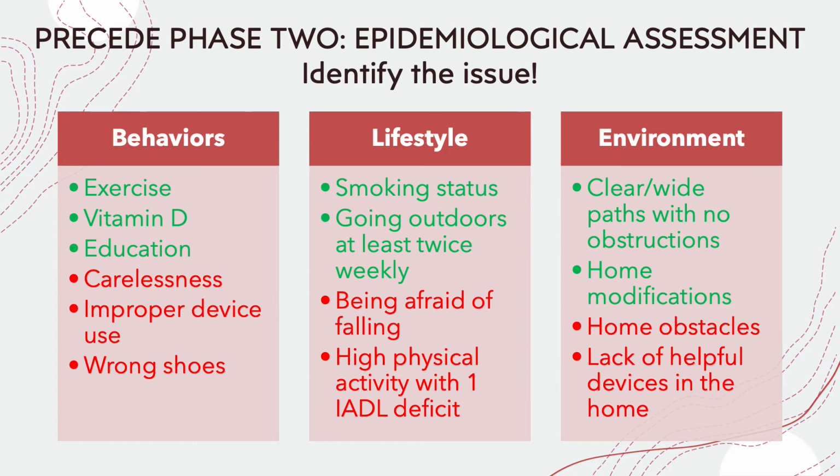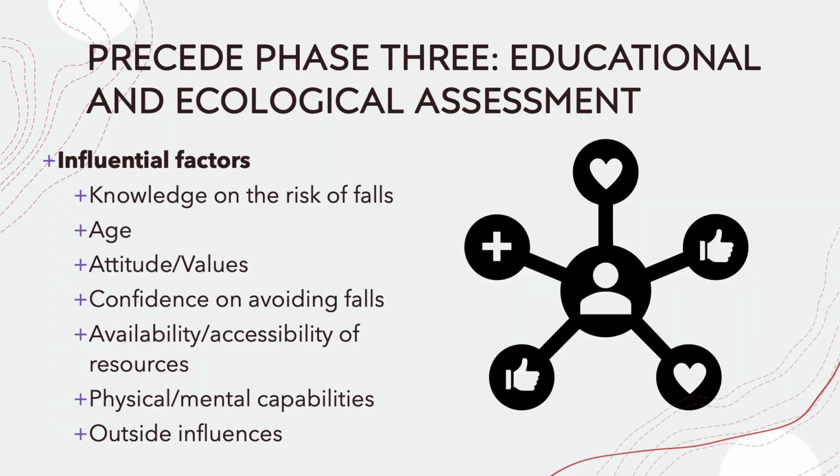Our third phase of the Precede process is educational and ecological assessment. These are influential factors that actually relate to our phase 2. So these factors are what affect those other risk factors in phase 2, which is why they're called influential factors. There are so many factors that could be included in this, but I did try to focus on some of the main ones that I could think of.